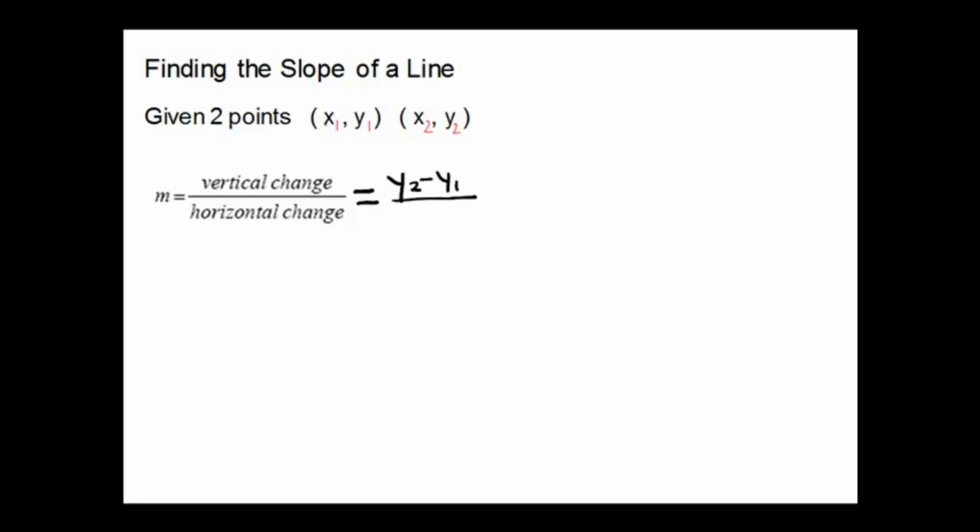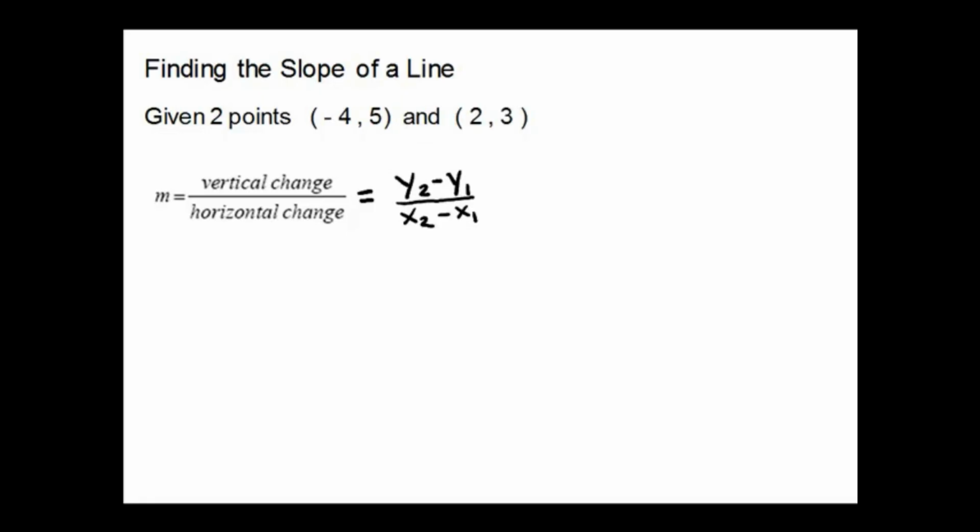The x is the variable that has to do with horizontal movement. So to find the horizontal change, we'll subtract the x's. We need to go in the same direction that we did for the y's. It is standard to see it with the second one first. It doesn't matter as long as you go in the same direction for the x's and the y's.